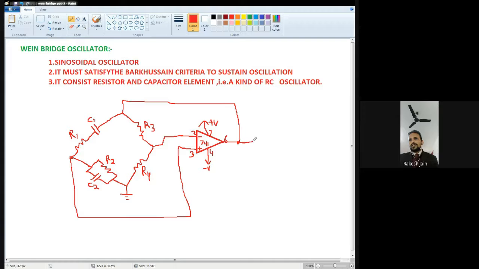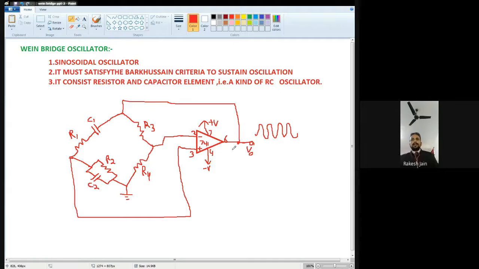And when we take the output from this circuitry, denoted as the voltage V0, we will find a sinusoidal waveform at the output.